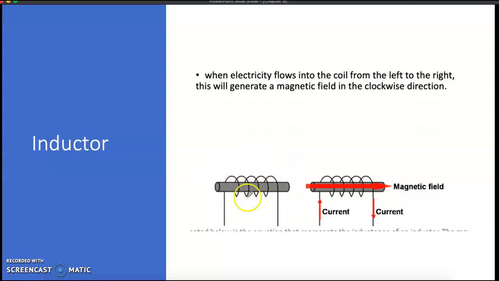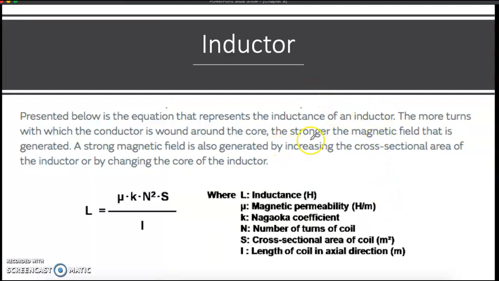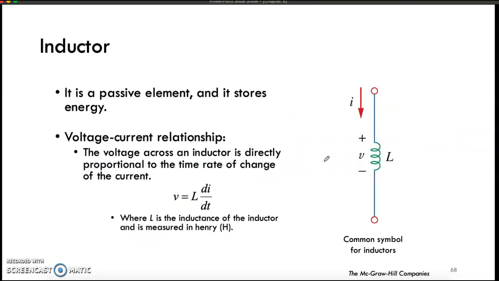So when you have a coil from left to right, it will generate the magnetic field from left to right, and the current will flow accordingly. Okay, so this is just a formula for L: mu, the magnetic permeability, K is the Nagaoka function, N the number of turns of the coil, A the cross section of the coil, and l the length of the coil. So this is just for your information.